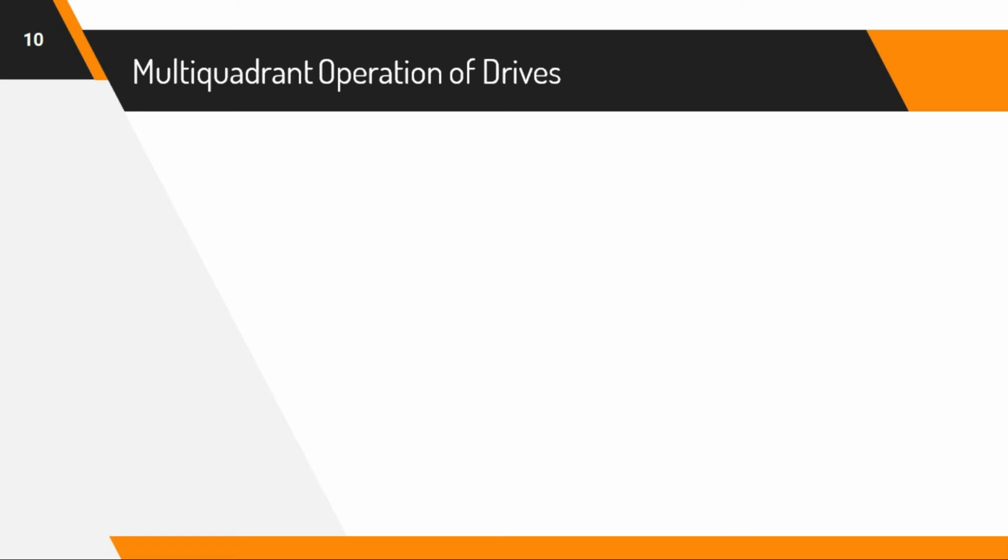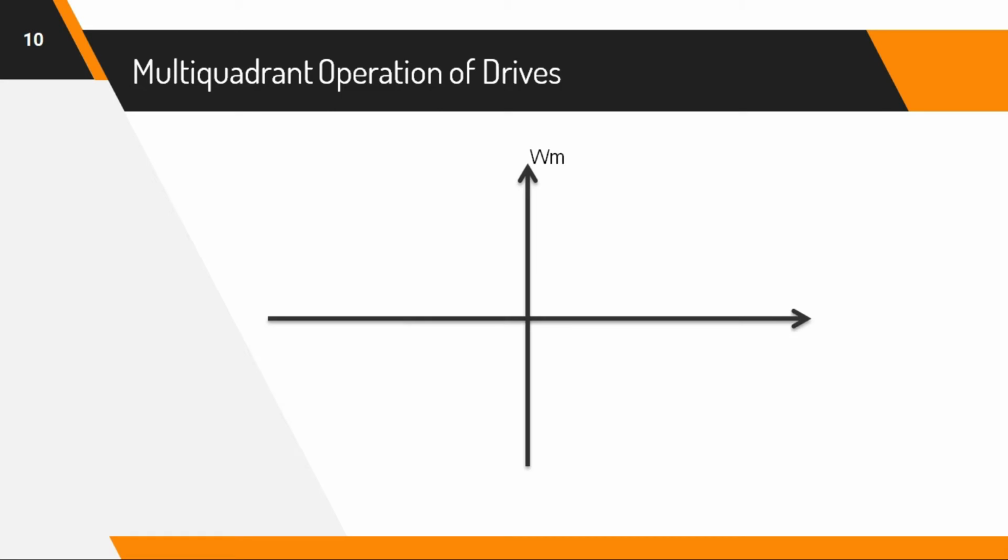Next we will see multi-quadrant operation of drives. Let's take the y-axis as omega m, the speed in radians per second, and the horizontal x-axis as torque T in newton meters. So you will get four quadrants: first, second, third and fourth quadrant.